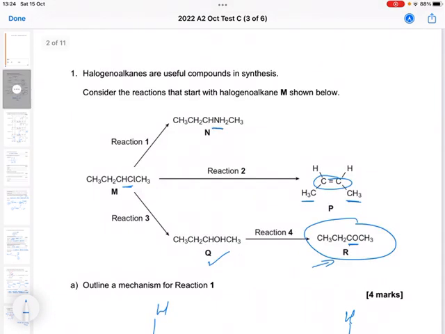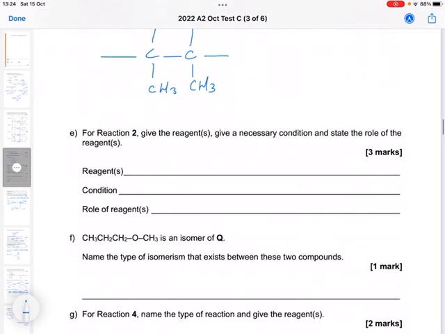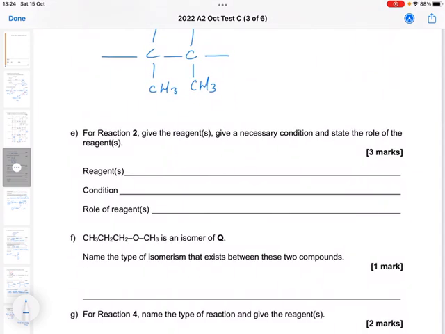And then for reaction 2, just check reaction 2. Reaction 2 is forming the alkene. So the reagents for that is sodium hydroxide or potassium hydroxide. The conditions are going to be in ethanolic conditions, so ethanol, and then the reagent is behaving as a base.